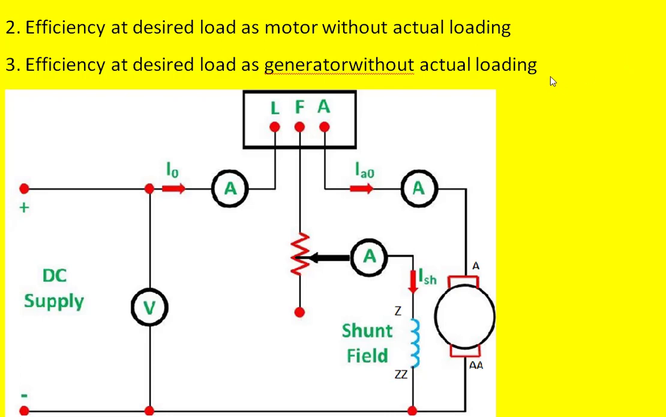So with the Swinburne test, for any motor or for any generator, if we calculate the constant loss, we can calculate the efficiency of that DC motor or DC generator at any desired load. This is the major advantage of the Swinburne test. The major disadvantage is that it does not consider the temperature rise of the machine.